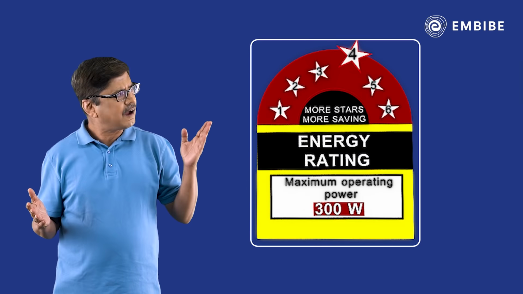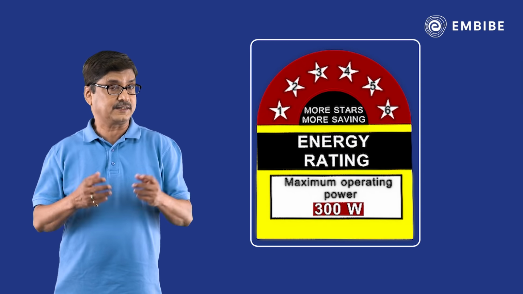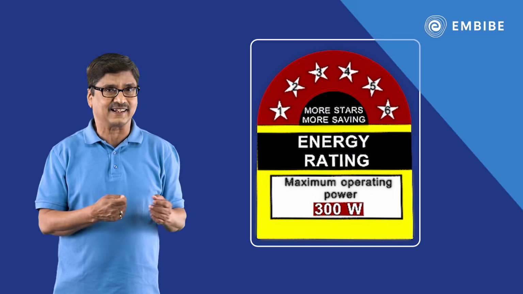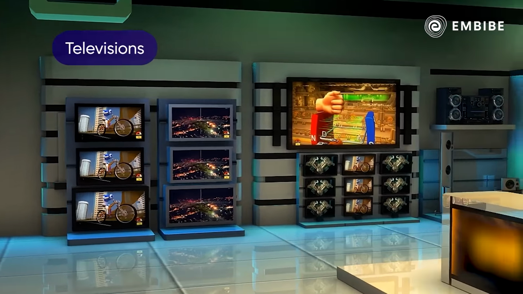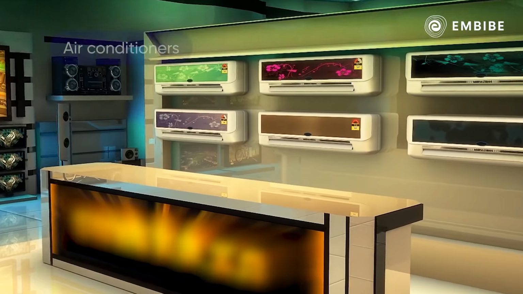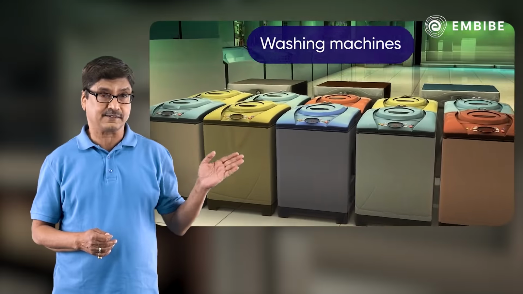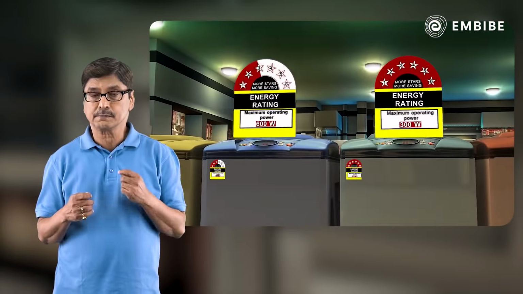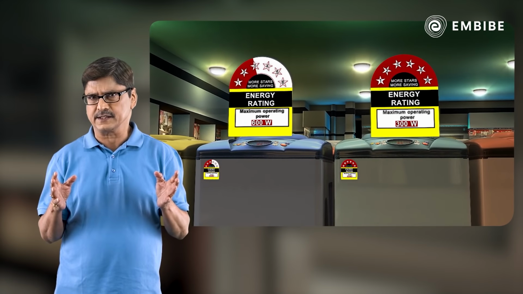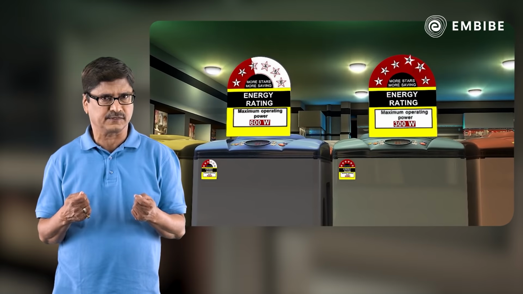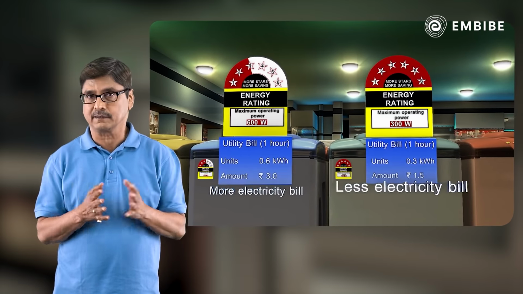Electric devices have power ratings to indicate their energy consumption. Let's learn about electric power in detail. The energy rating of electrical appliances like televisions, air conditioners, washing machines, etc., has made it easy for consumers to purchase cost-effective products. These star ratings not only indicate the energy efficiency of these appliances, but also help us to reduce our electricity bill.